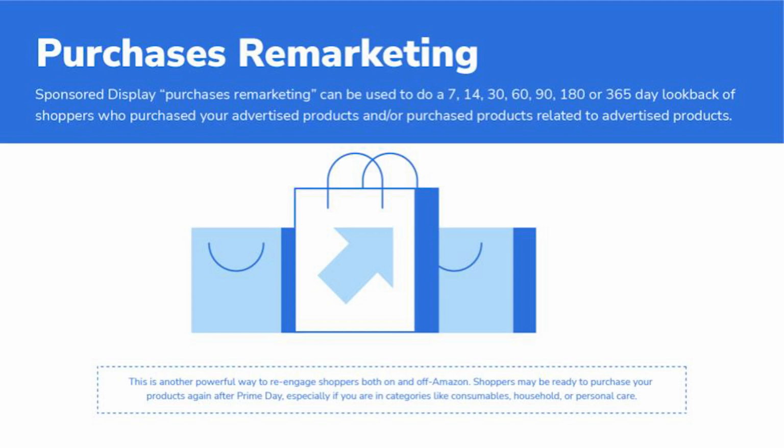Or you can also select products that are related to your advertised products. So again, this is another powerful way to re-engage shoppers both on and off Amazon in those placements that I showed you, but also in other placements on other websites. And shoppers might be ready to purchase your product again after things like Prime Day, especially if you're in categories like consumables, household, or personal care.